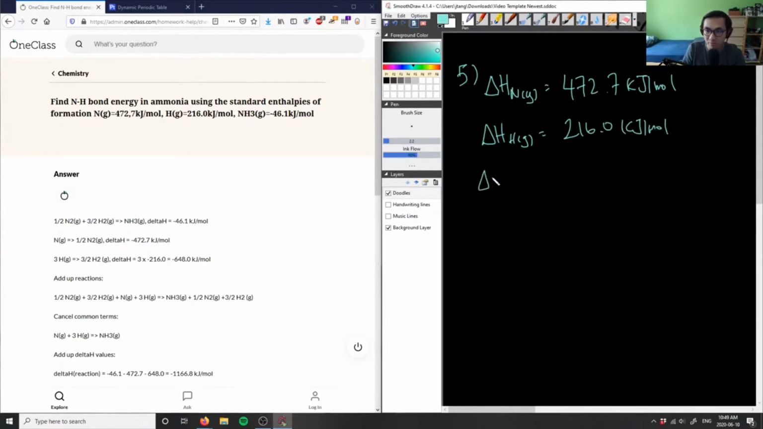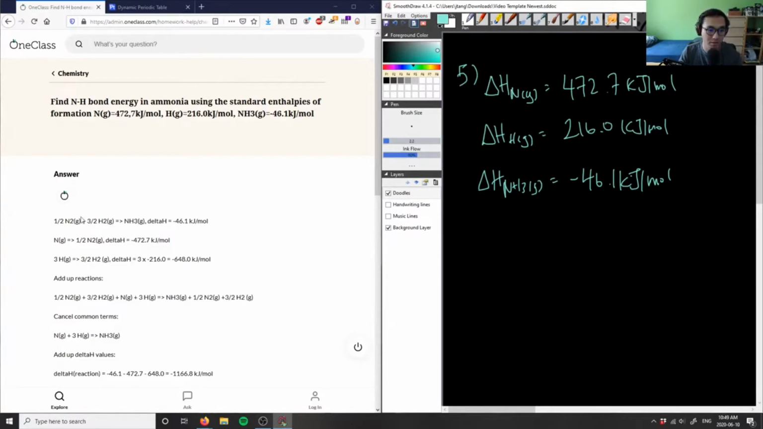And then finally I have NH3. This is going to equal negative 46.1 kilojoules per mole. So given the standard enthalpy of these, we want to find the N-H bond energy here: the nitrogen single bond to the hydrogen in ammonia.